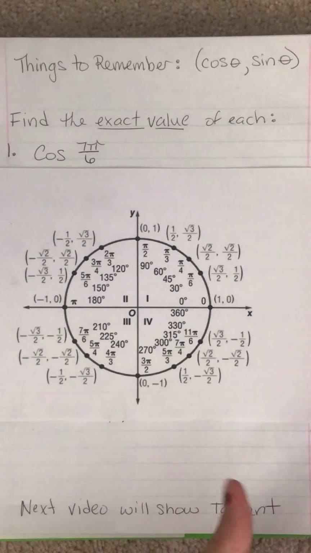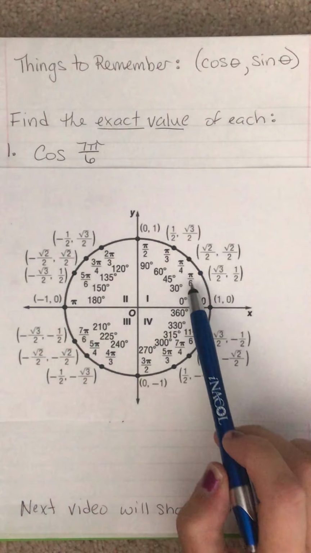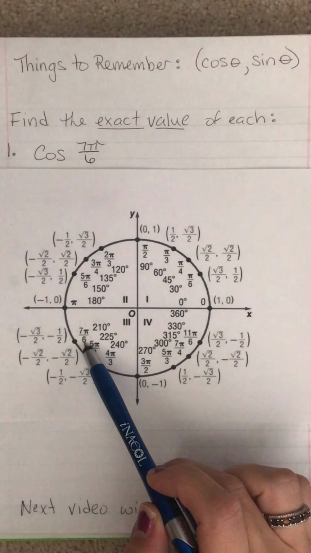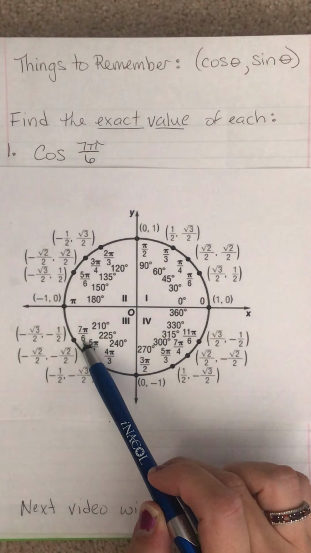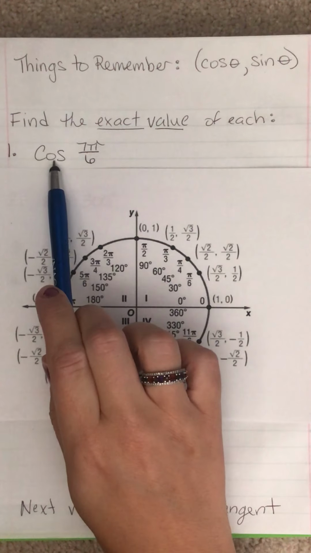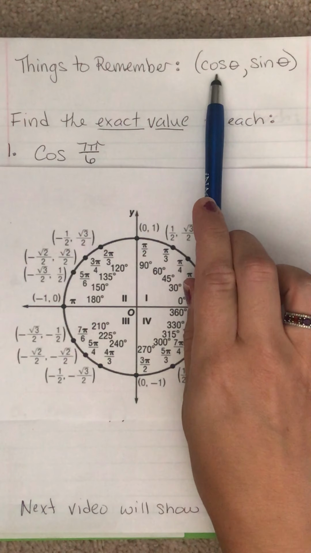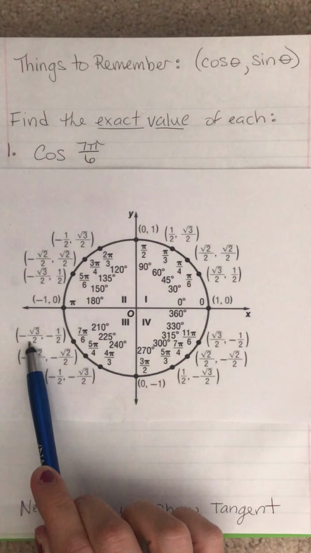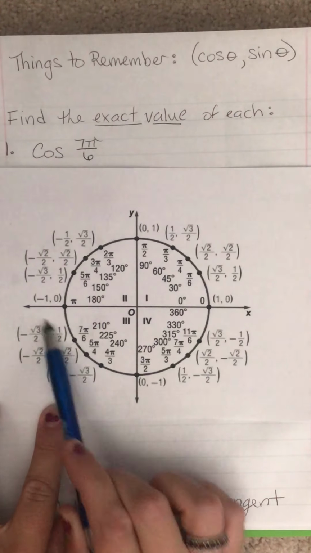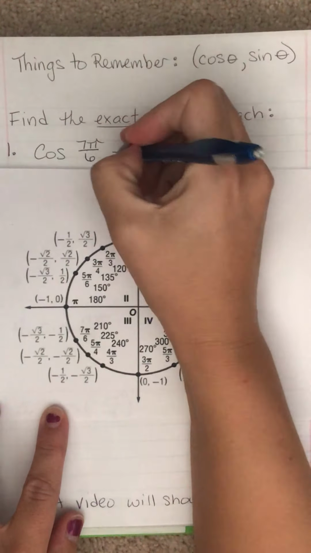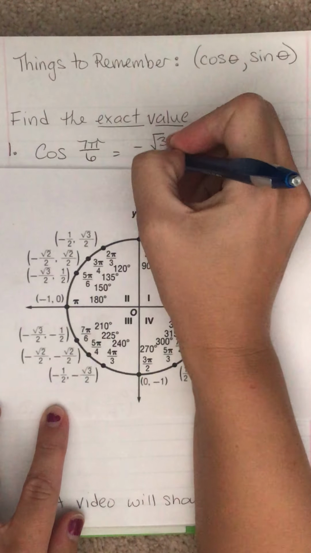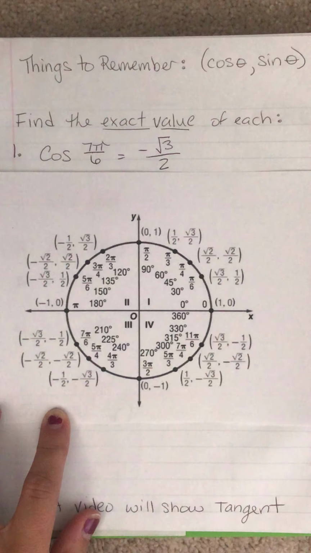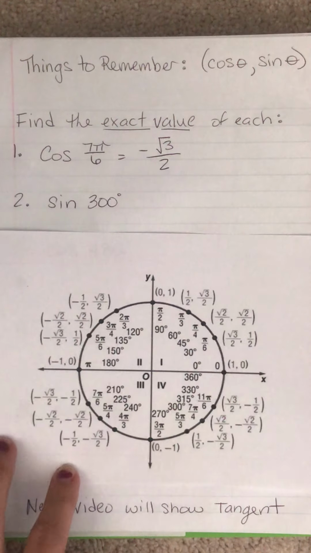It's given in radians. The first thing you want to do is look on the unit circle to see if you have 7 pi over 6. There it is, 7 pi over 6. As I said, cosine represents the x value of the ordered pairs, so you go to 7 pi over 6, look at the x value, and there you have it: negative square root of 3 over 2. That's it. You should not have to pick up a calculator at all for this assignment. Let's try another one.